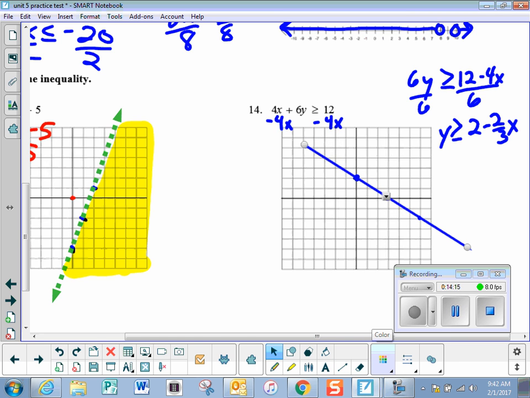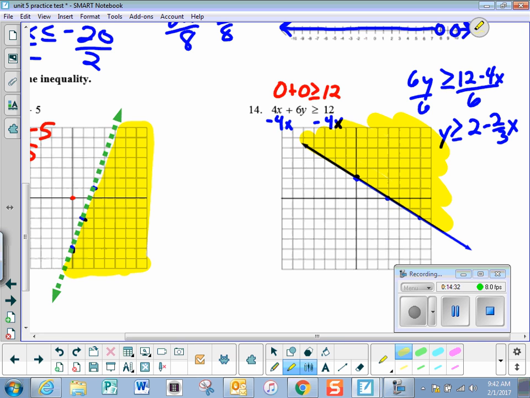And does 0, 0 work? Is 0 plus 0 greater than or equal to 12? Is 0 greater than or equal to 12? No, so I'm going to shade away from 0, 0, or the other side of the line. Okay? All right, next page.